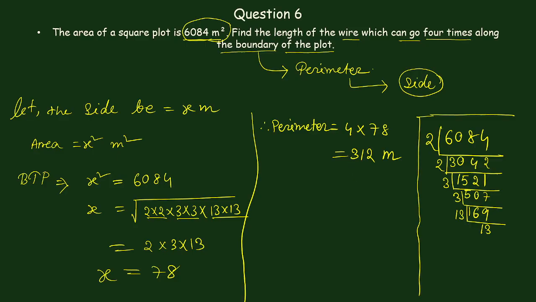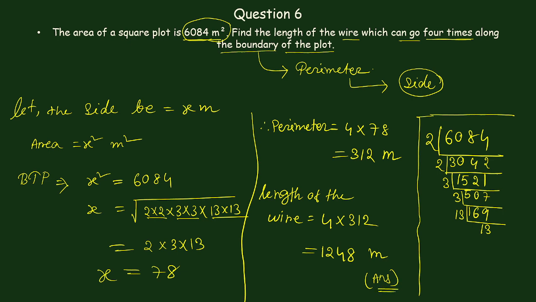Now the wire which can go 4 times, right? Perimeter means 1 time. So 4 times means the length of the wire will be 4 times 312. So 4 times 312, that is 4 threes are 1200 and 4 twos are 48. So 1248 meter. This is your final answer. I hope you understood this.